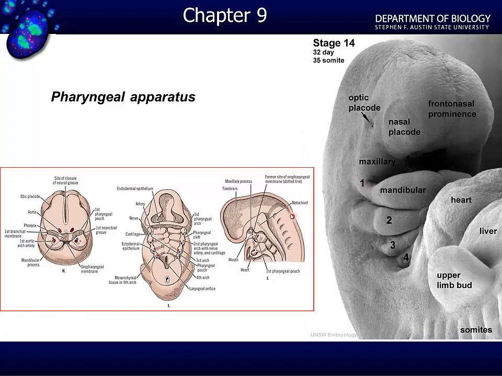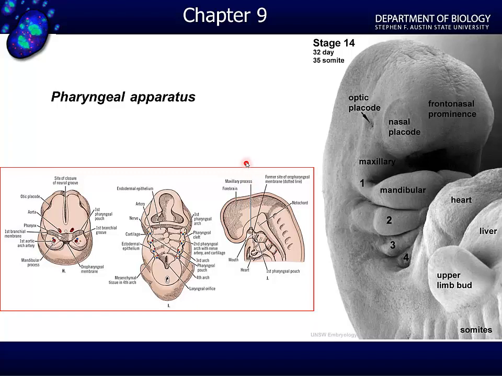planes of section. Here we're looking at a sagittal section through the embryo, and we can see the head region. We can see along the back. This is our pharyngeal region that we're seeing here, and it's trying to illustrate these little cutouts. These are trying to illustrate the pharyngeal pouches. They're difficult to see in this particular plane of section.